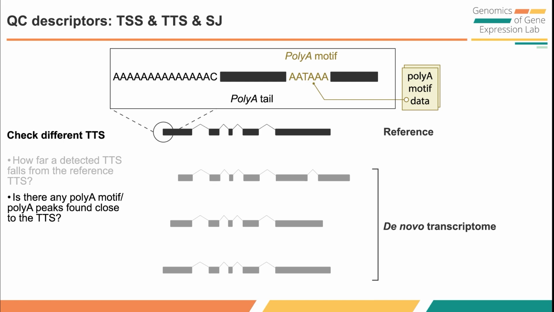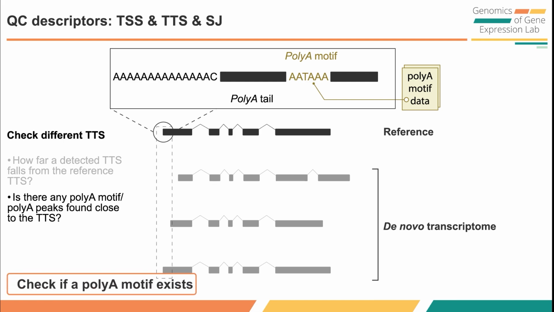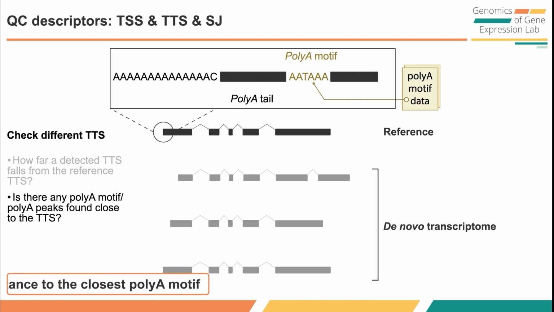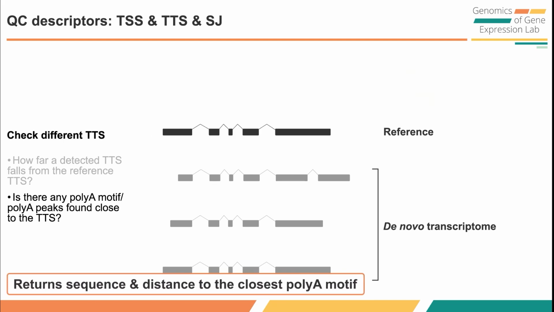If a poly-A motif data file is provided, SQANTI3 checks if a poly-A motif from the file is at the 3' ends of the transcript. In addition, SQANTI3 returns the sequence and the distance to the closest poly-A motif detected.